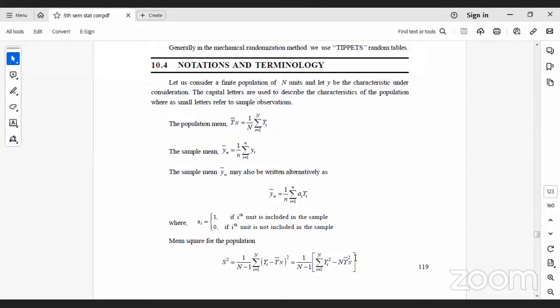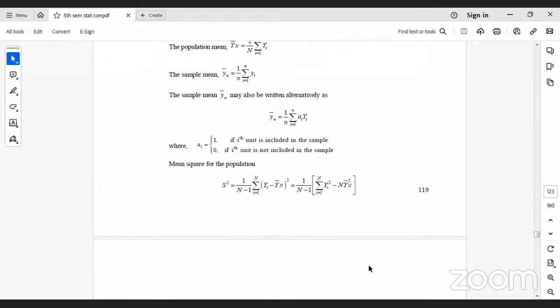అంటే 1 తీసుకున్నప్పుడు ith unit include అవుతుంది, 0 తీసుకున్నప్పుడు include కాదని మనం అంటున్నప్పుడు, ఫార్ములా mean square of the population S square is equal to 1 by N minus 1 summation of i is equal to 1 to N (Yi minus Y bar N) whole square. Again I am doing summation here. కలుపుతున్నా దీన్ని, నేను summation of Yi square minus N Y bar N square you can write here. Small n, capital N, y square, Y square we can write here.